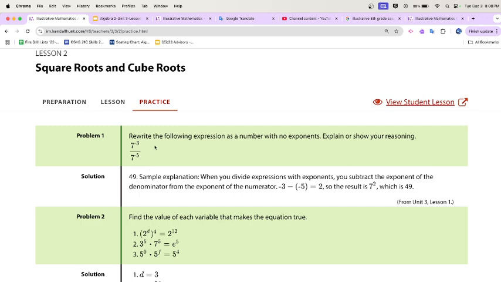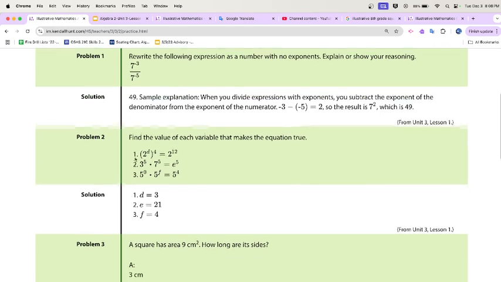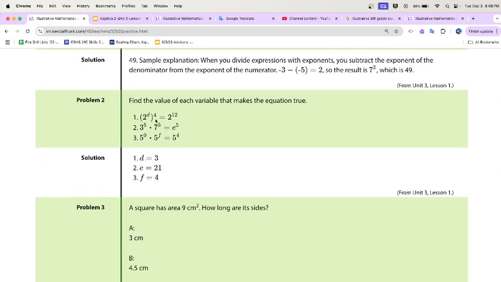And if I did that with a 5th power up top and a 3rd on the bottom, 5 minus 3, we would have 2 extra 7s on top. 7 squared, which is 49. That's the way I personally like to do it, is that I like to take these negatives and make them positive first. Okay, number 2, again, another little bit of review.